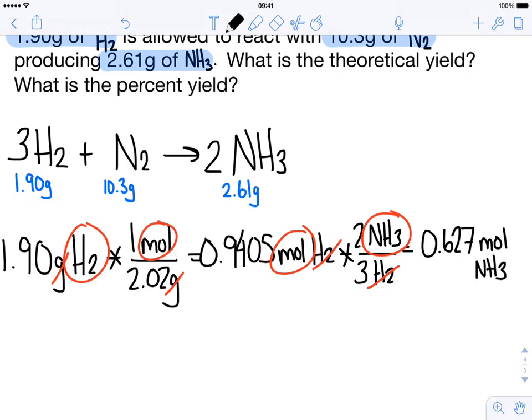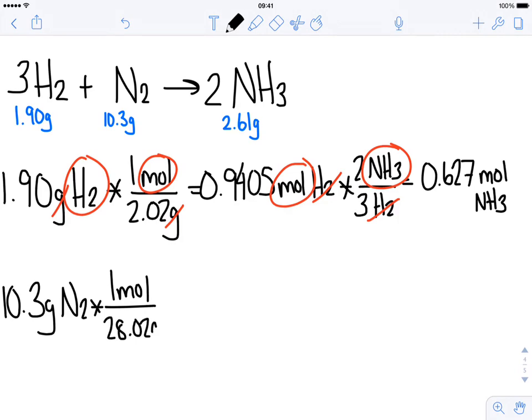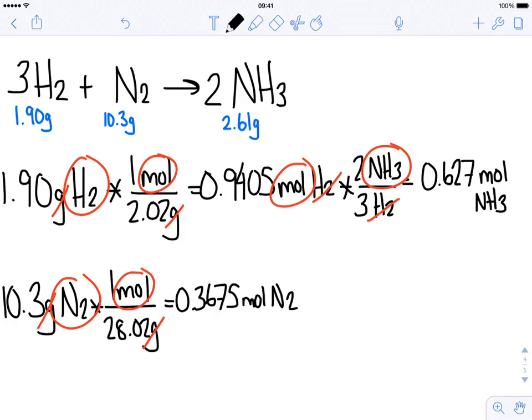Okay, so this is how many moles of NH3 are produced from this many grams of H2. Now I'm going to do the same exact thing, but with N2. So 10.3 grams of N2 converted to moles. So 1 mole over 28.02 grams. Let's cancel out our units. Grams cancels with grams, and we're left with moles of N2. So that comes out to be 0.3675 moles of N2.